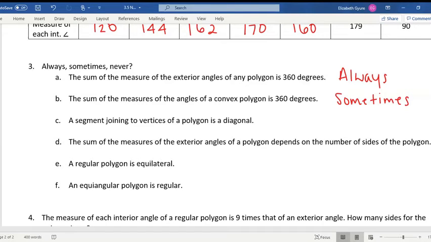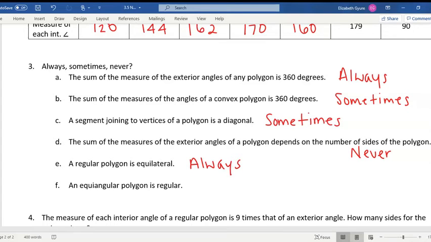A segment joining two vertices of a polygon is a diagonal. That's sometimes. It could be a diagonal, or it could simply be a side of the shape. The sum of the measures of the exterior angles of a polygon depends on the number of sides. That's never. The sum is always 360, no matter the shape. A regular polygon is equilateral. That is always. Regular polygons, by definition, are equilateral and equiangular.